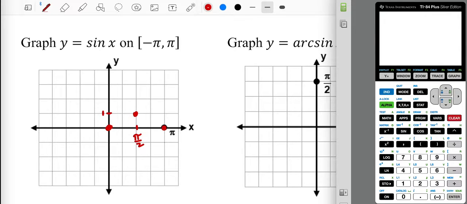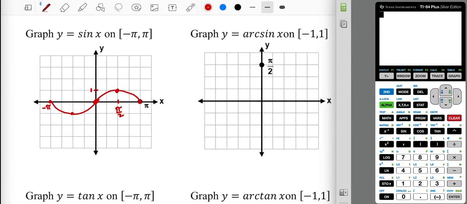Then it would hit the midline at the halfway point, and then continue on, right? But we want to go from negative pi to pi, right? So we'll follow the trend in the opposite direction over to negative pi, and you see that that's going to complete one full wave of the sine function, all right?